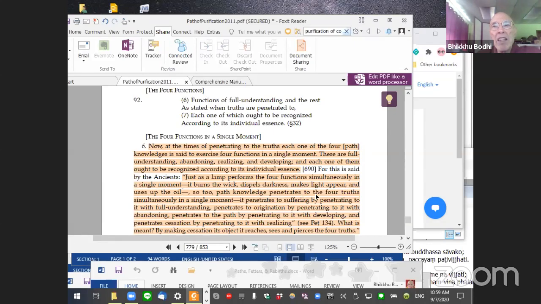So the path knowledge penetrates to the four truths simultaneously in a single moment. It penetrates to the truth of dukkha by penetrating it with full understanding. It penetrates to the origin of dukkha by penetrating with abandoning. It penetrates to the path by way of developing the path factors, and it penetrates to the truth of cessation by penetrating it with realization.